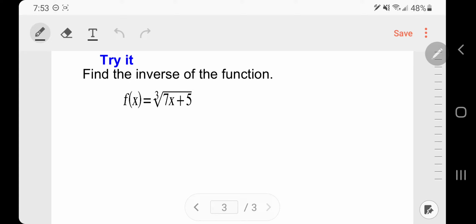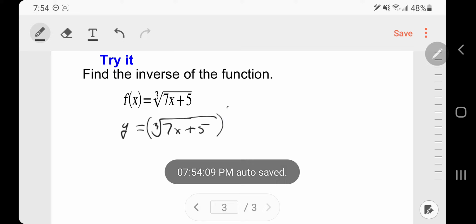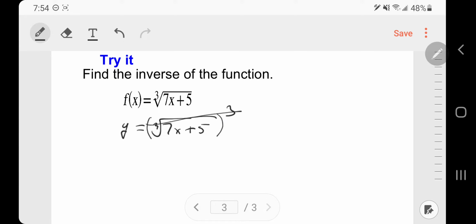Okay, this one's a little different. The cube root is surrounding this entire expression on the inside, so we're going to have to get rid of that right in the beginning. But before we do that, again, we're going to rewrite it using a y. I do that just to make it a little bit easier to manipulate. So we need to get rid of that cube root, so I'm going to go to the third power again here.